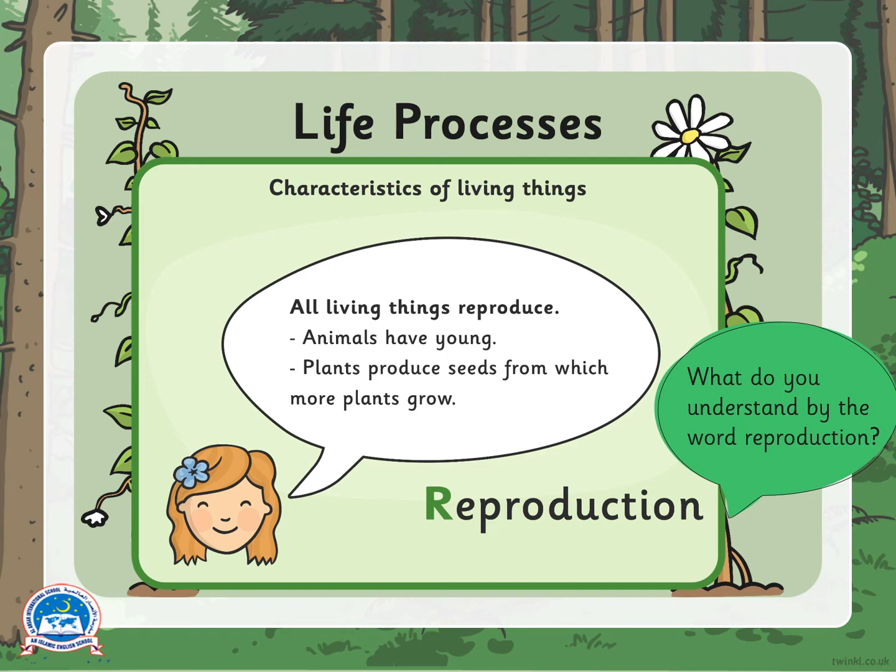Life process. This is another characteristic of a living thing. All living things can reproduce. Animals have young. Plants produce seeds from which new plants grow. What do you understand by reproduction? Yes, reproduction is another word for reproduce. That means making more of itself.